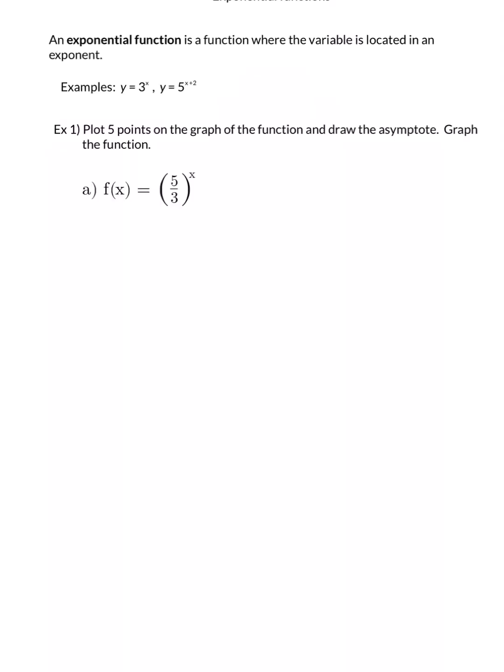We're going to begin working with exponential functions by just learning what they look like when they are graphed. So we are being asked to plot 5 points on the graph of the function and draw the asymptote. Then we are going to graph the function. The first one we are going to look at is f of x equals 5/3 being raised to the power of x.